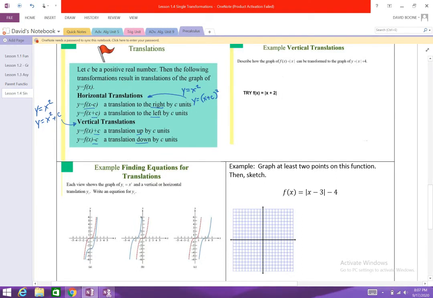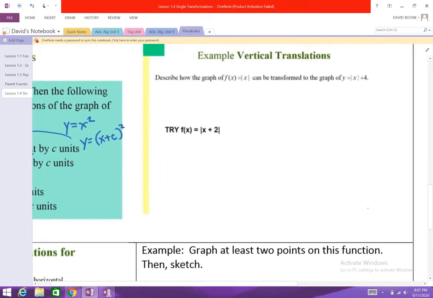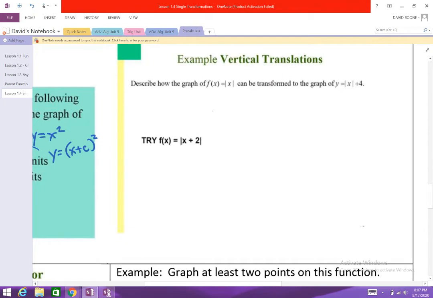So let's take a look at how we might do this problem. It says here, describe how the graph, apologize, it's kind of small here. I could probably just blow that up a little bit so you can take a peek at that. It says describe how the graph of f of x equals absolute value of x, so we know that's just our normal absolute value function, could be transformed to move the graph to y equals absolute value of x plus 4.